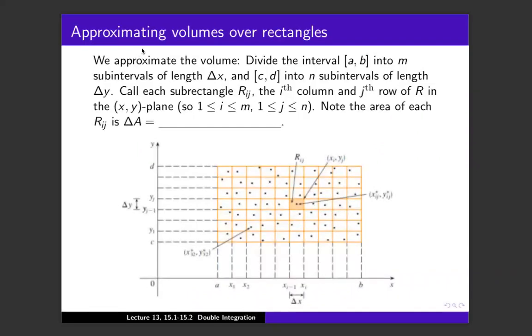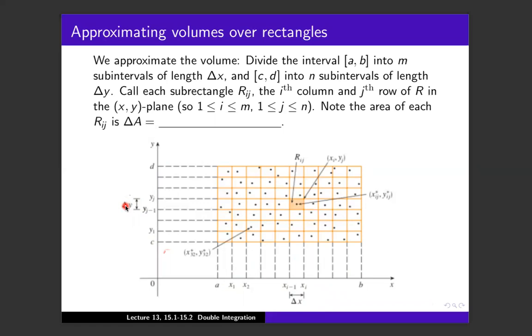Okay, so to do that, we're going to begin just by approximating it, as simple as possible. To approximate it, we're going to divide the interval AB into m, as in Mary, different subintervals of length delta x. So that's what we see over here. Each of those intervals has a length of delta x. We do the same thing to the interval from C to D. This interval from C to D gets subdivided into n, as in Nancy, intervals. Each of those is of length delta y.